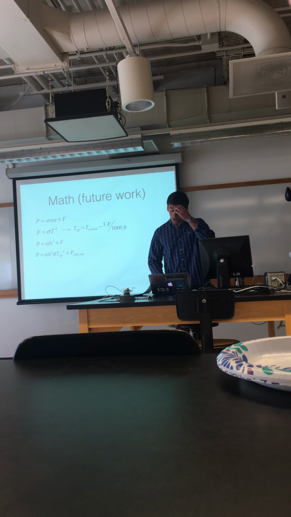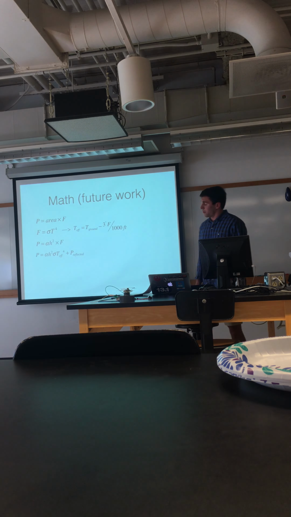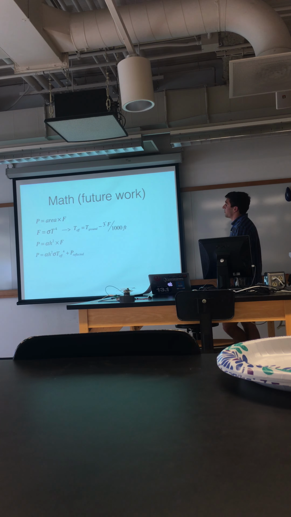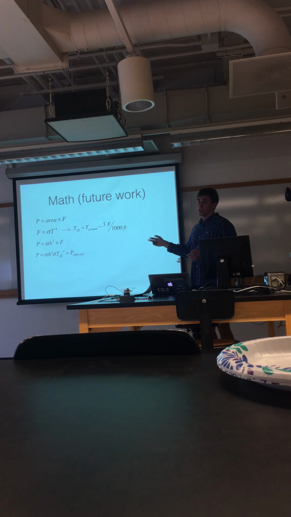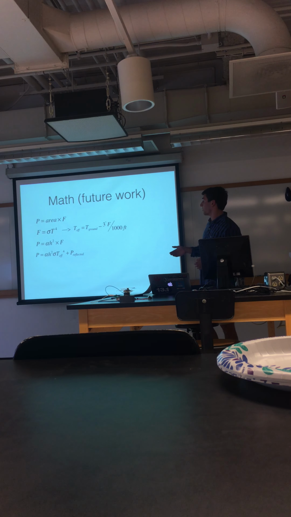So the math, what I'm calling future work, for a reason I'll explain to you, but I've already explained briefly, is that we have a couple of equations. Once we have the power, the voltage that we get from the signal is directly proportional to power. So power equals area times flux, where flux is sigma T to the fourth. In this case, our temperature is going to be T effective of the cloud. So that's T ground minus about 30 degrees Fahrenheit per 1,000 feet.